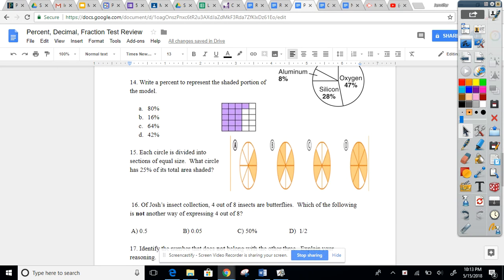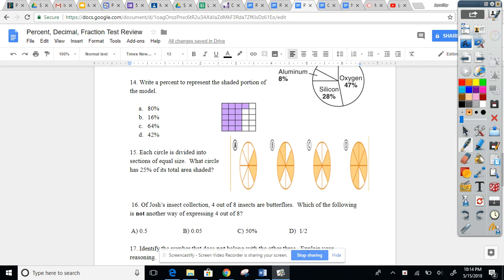13, you can do that. All right, number 14. It says write a percent to represent the shaded portion of the model. Okay, there's 2 ways to approach this. If it gives you multiple choice options, you do it one way, or you can look at it one way. If it doesn't, then you have to work it out. But let's look at it because we have multiple choice options.